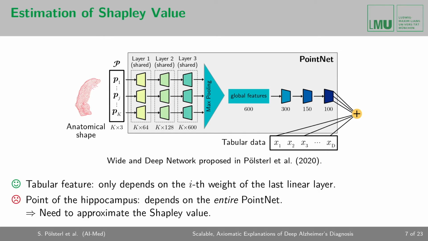Unfortunately, when estimating the Shapley value of a point of the hippocampus shape, we have to consider the entire point net, which scales exponentially in the size of the point cloud. In this work, we propose a method to approximate the Shapley value efficiently. In the end, we will lower the runtime complexity from exponential to quadratic using a combination of approximations.